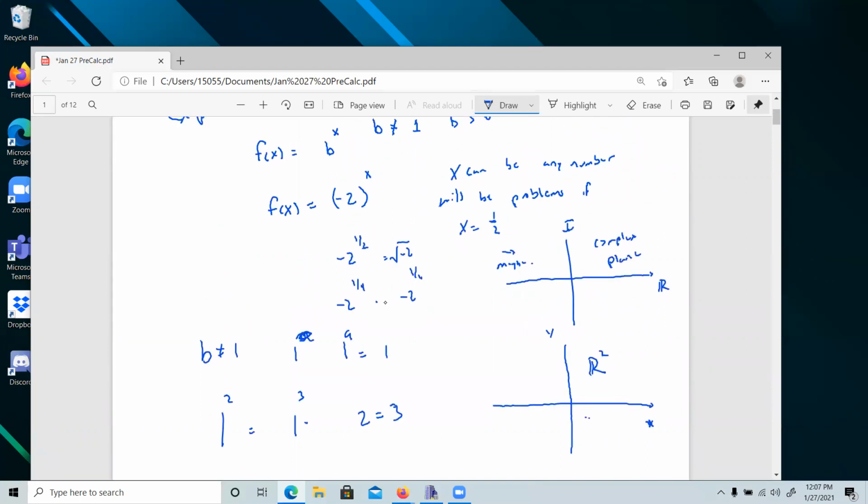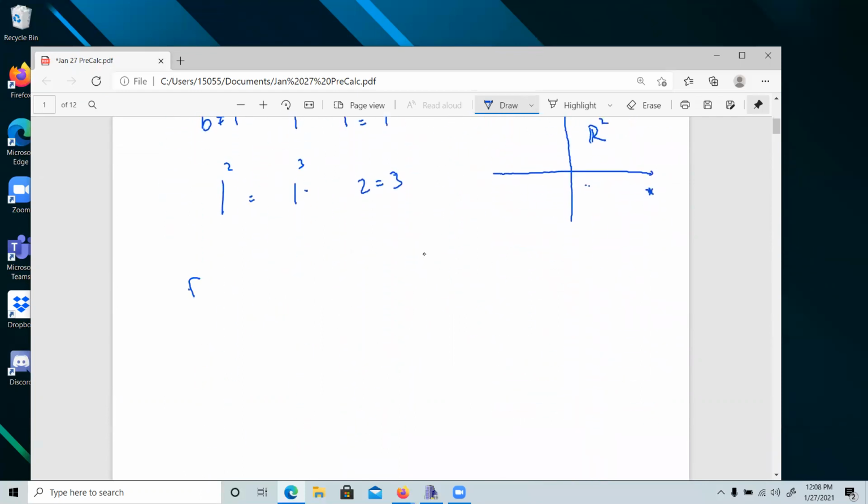So that's why we don't want b to be 1, because one of the techniques we use is equate the exponents, and if b is 1, then we get this. So we don't want that. Okay. So that's why we're back to f of x equals b to the x. b is greater than 0, strictly, and it's not 1. Okay, so that's what we're working with.